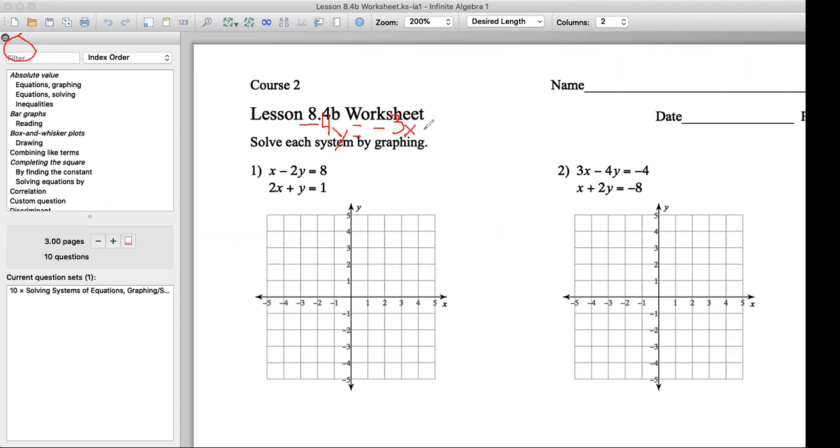minus 4. Brecton, yes or no? Now what, Brecton? It's not a 4. Look at it. So what are we going to do? Everything by -4. Everything by -4.